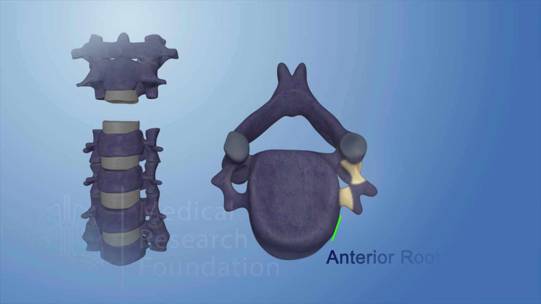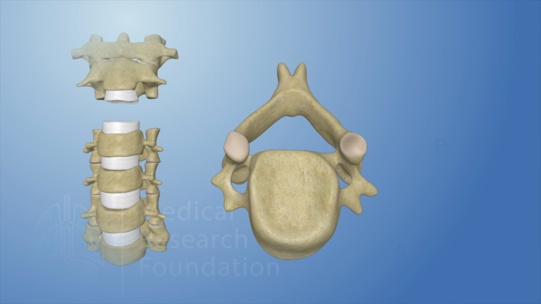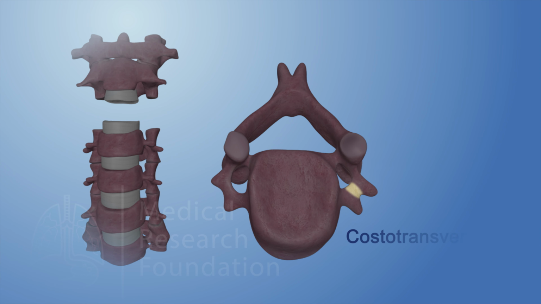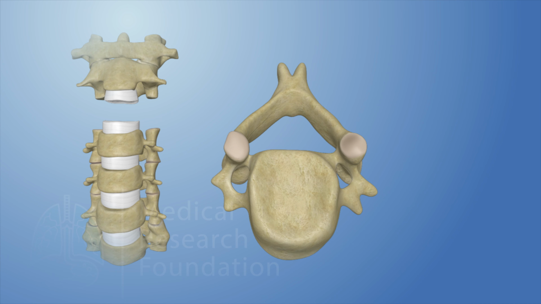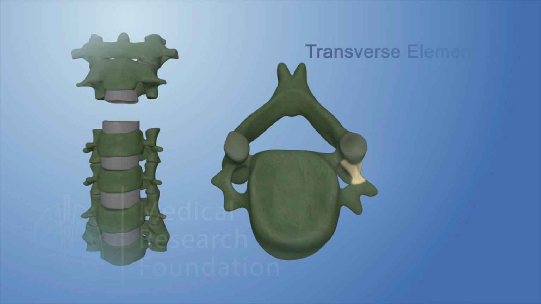Each process has anterior and posterior roots, which end in tubercles called anterior and posterior tubercles. They are joined together by costotransverse bar. The costal element consists of anterior root, anterior tubercle, costotransverse bar, and posterior tubercle. The posterior root represents the transverse element of the developing vertebra.